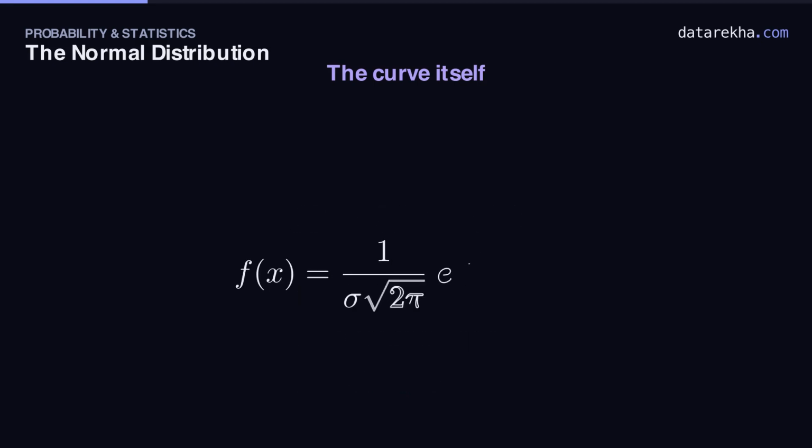Its formula looks fierce, but you rarely evaluate it by hand. Notice the heart of it: minus 1/2 times (x minus mu over sigma), all squared. That single piece is what makes the bell symmetric and centered at mu.